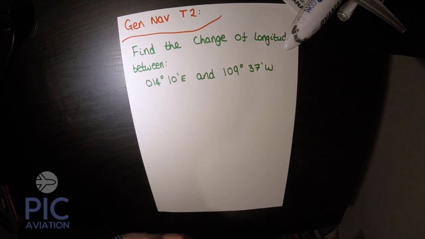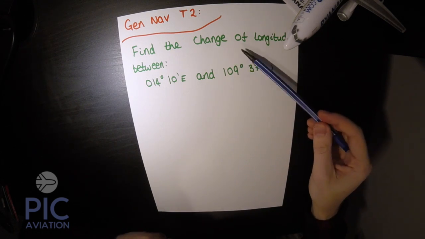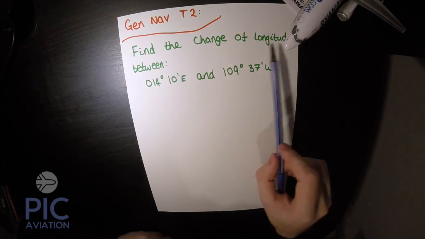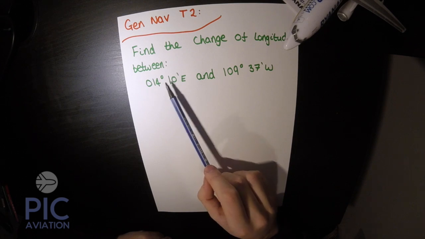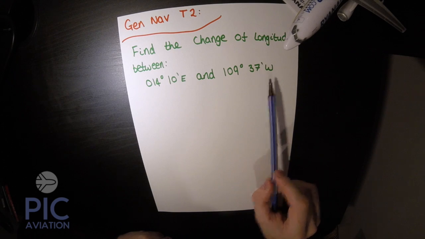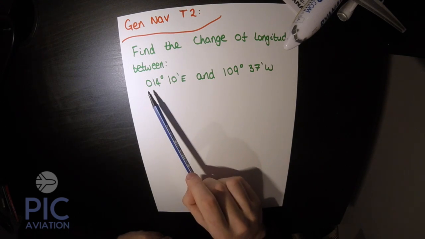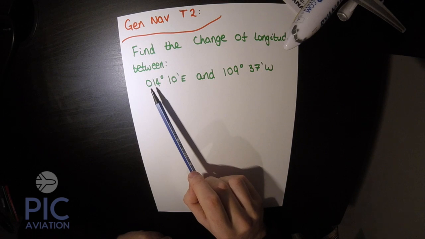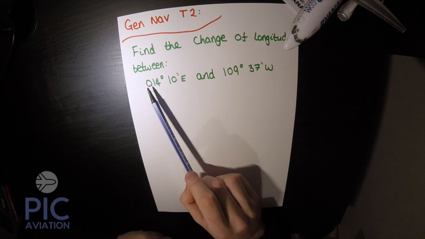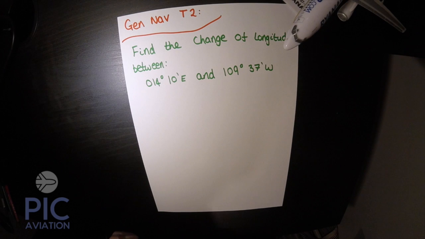This follows on from our previous tutorial which looked at the change of latitudes. Here we're going to be looking at the change of longitudes. In particular, with this question we're going to find the change of longitude between 14 degrees 10 minutes east and 109 degrees 37 minutes west. Please note the notation where our longitude is displayed in a value less than 180 degrees. We leave it with a 0 to help us understand that it is a longitude and to prevent errors.